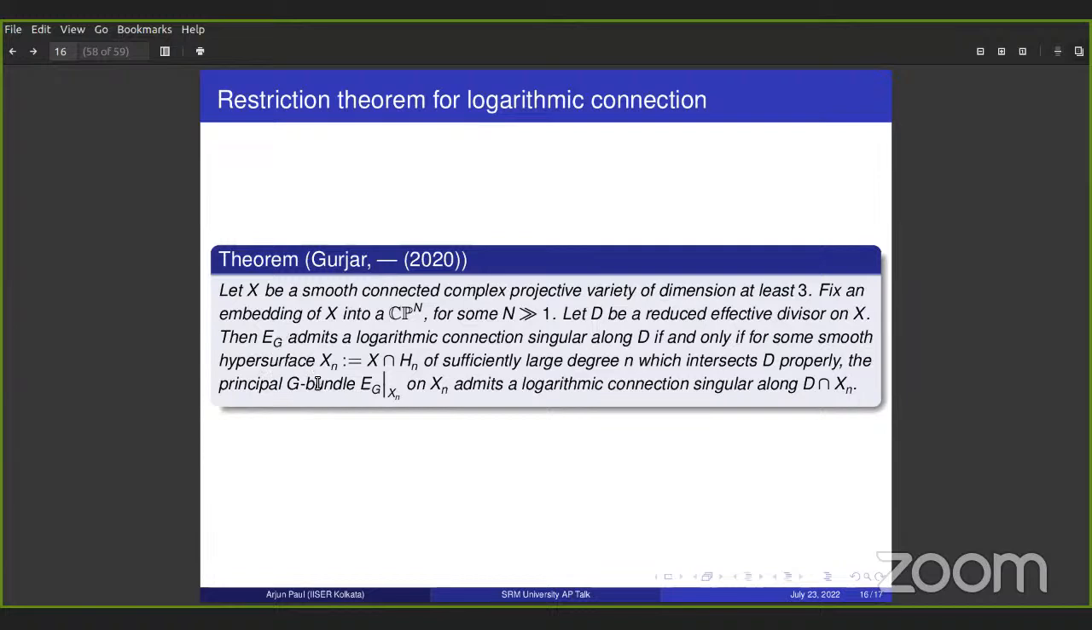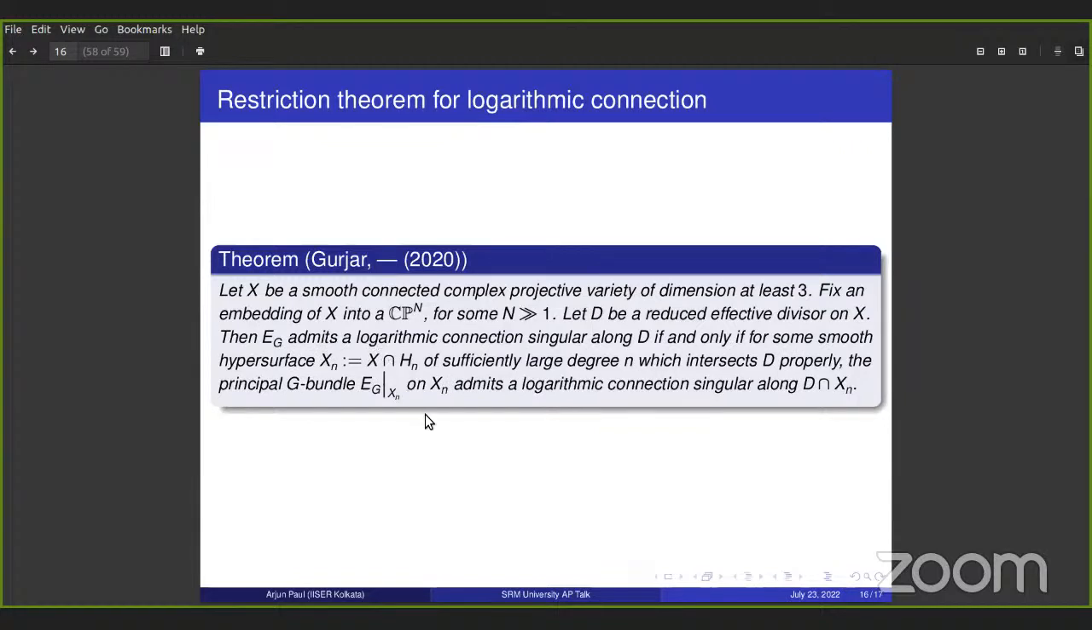And G is reductive. No, I'm asking whether a similar result is known for vector bundles or not. Yeah, so we have not seen any result of that kind before proving this one. So here, if we take G equal to GL_n(C), then we get the case of logarithmic connections on vector bundles. So this result is slightly more general than the vector bundle case. So if we put G equal to GL_n(C), then we get back what you are asking.